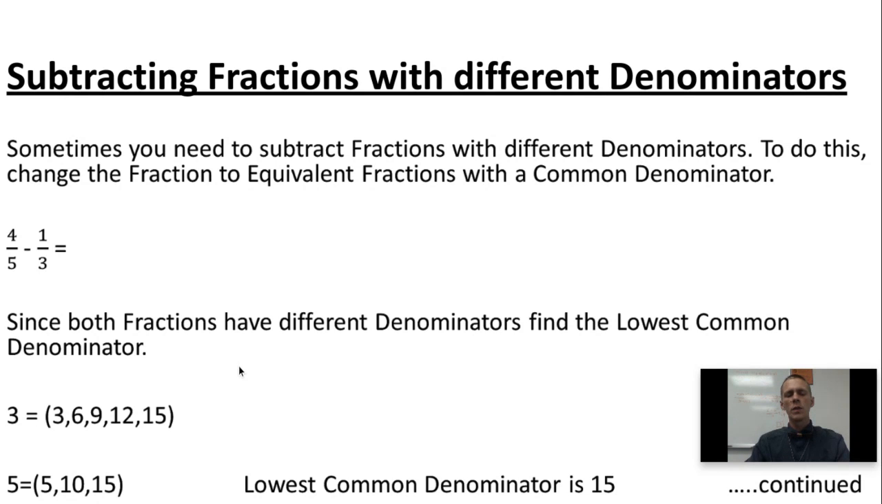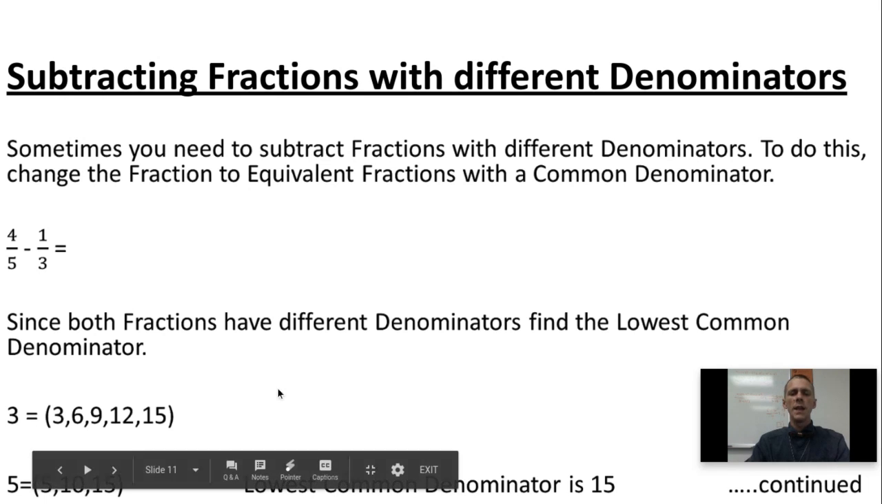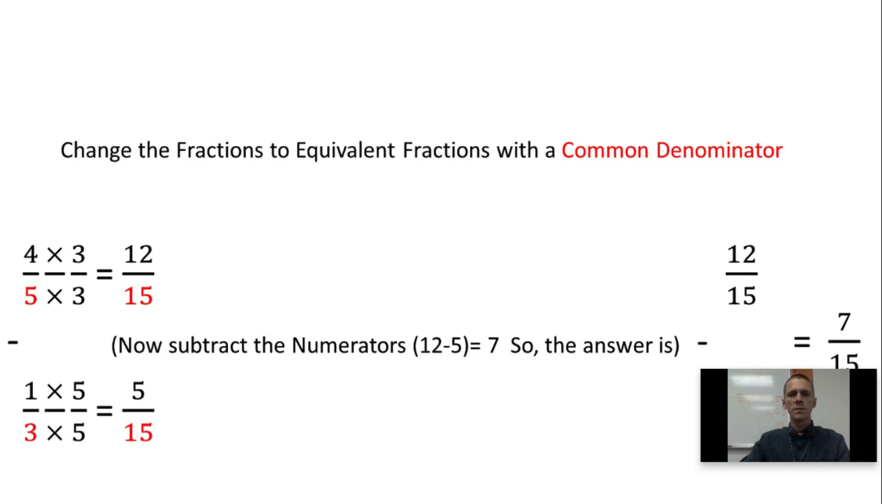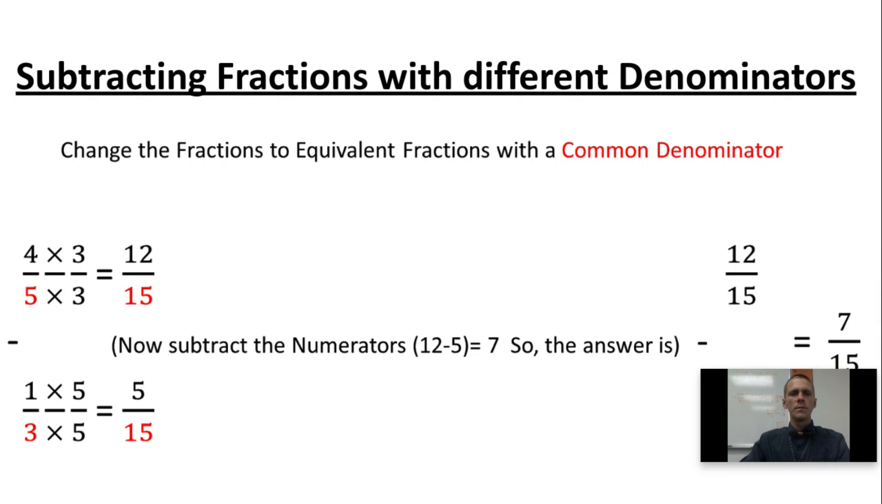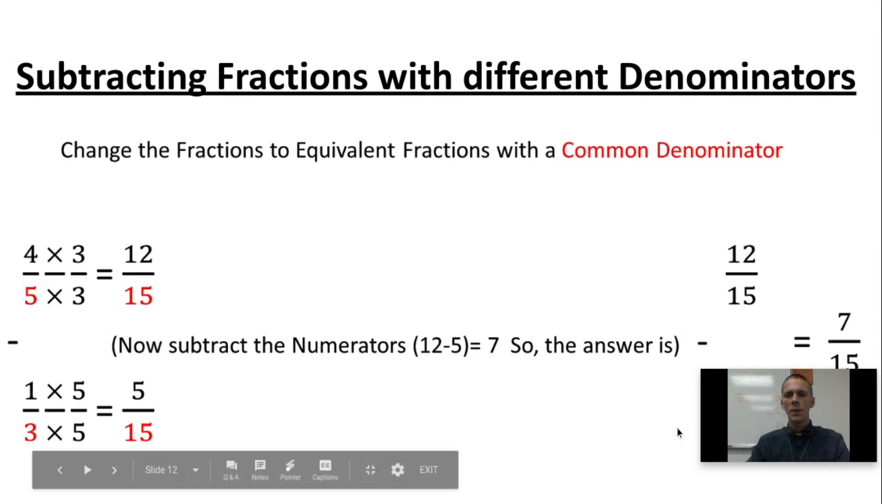Now remember, you always want to choose the lowest, because the lowest will get you to an answer that you won't have to simplify more than 1 or 2 times. Our lowest common denominator is going to be 15. So let's take a look. Now, change the fractions to equivalent fractions with a common denominator. So what we're going to do, let me move myself back over here into the middle.